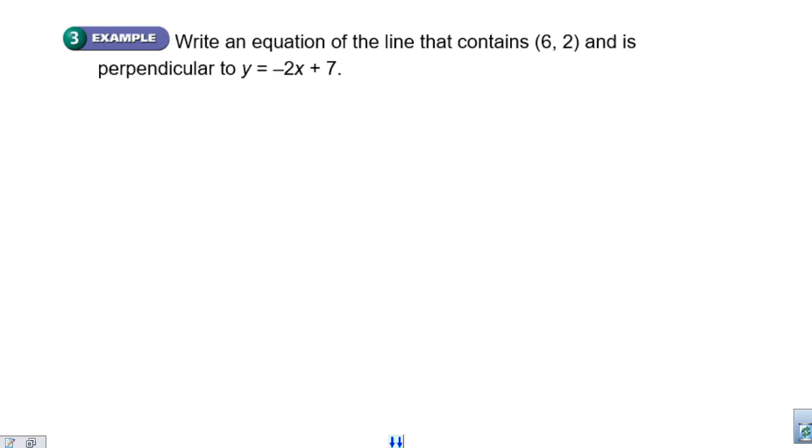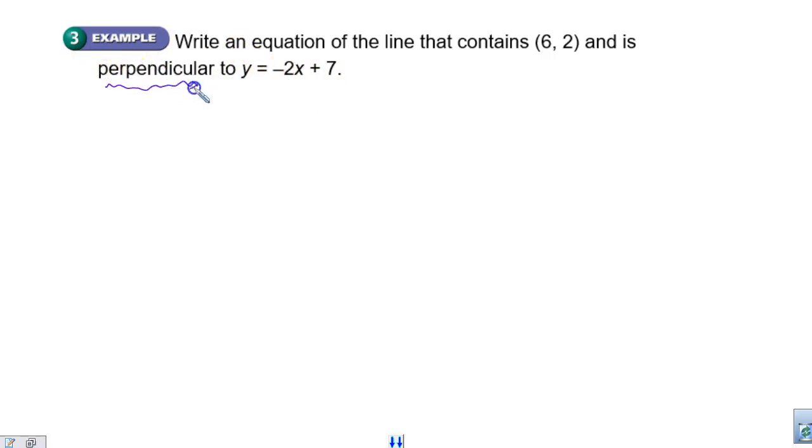All right, we're going to go ahead and continue on example 3. These are our 6-6 notes. I accidentally mislabeled them as 6-7, but they are for 6-6. And for example 3, we have to write an equation of a line that contains the point (6, 2) and is perpendicular to the line y equals negative 2x plus 7.